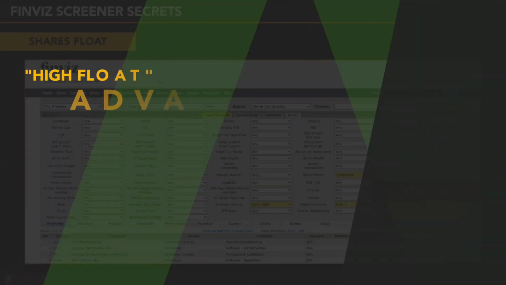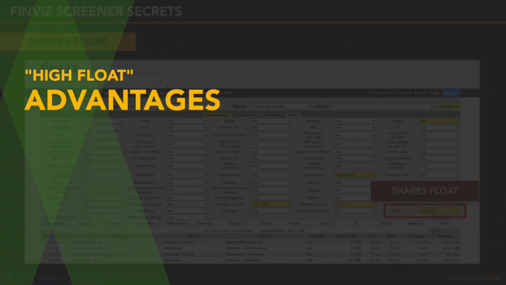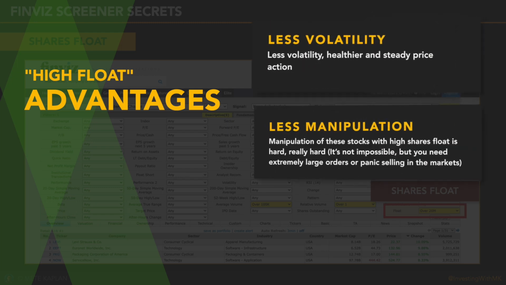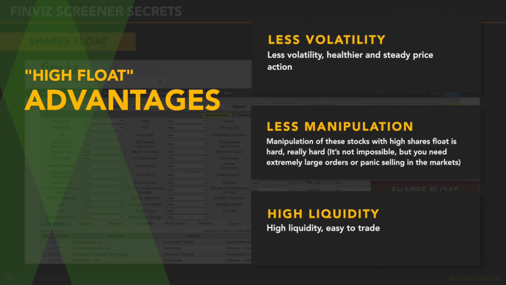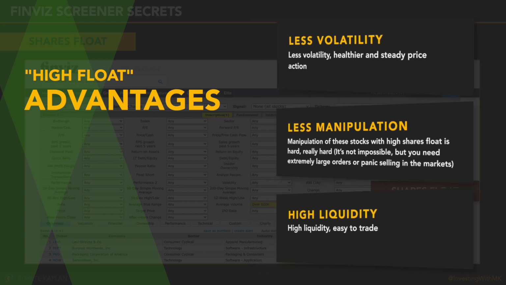High float stocks are better for you if you are day trading options or looking for something to invest in. These stocks are generally less volatile, they have better spreads, price moves are healthier and steady. Manipulation of these stocks with high shares float is hard, really hard. It's not impossible, but you need extremely large orders or panic selling in the markets.